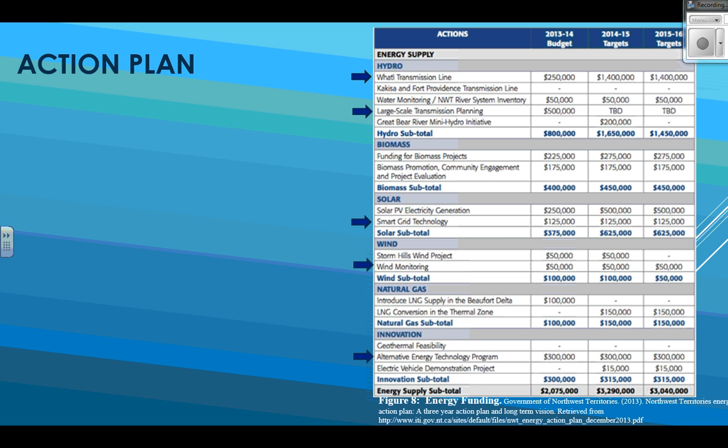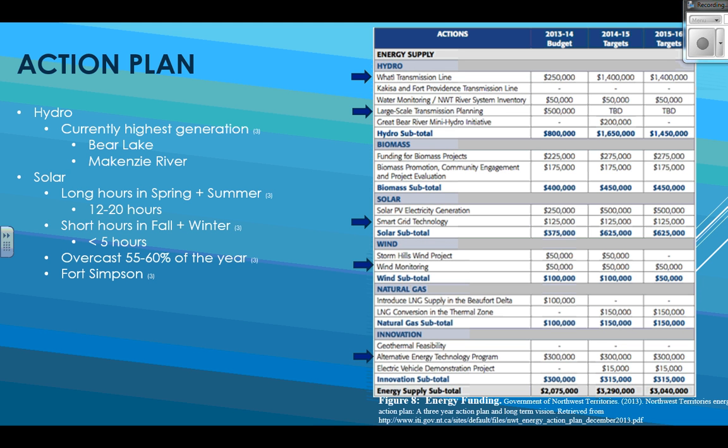So the action plan for the Northwest Territories, first we looked at the hydro because it's currently the highest generating energy factor in the Northwest Territories. Solar is being implemented as well with their smart grid technology. The issue with solar is it's not as efficient year-round as other sources. As you can see in the fall and winter, sometimes there's less than 5 hours a day of solar. Also, there's 55 to 60% overcast within the year.